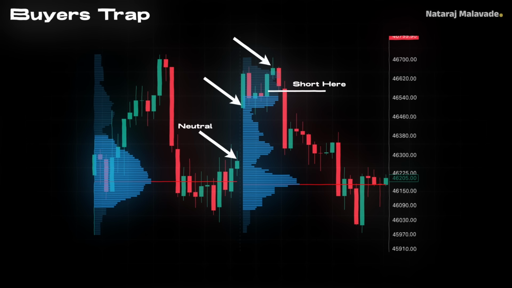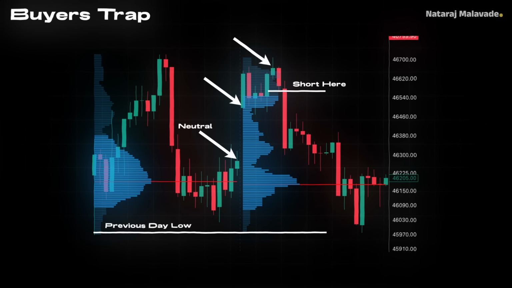Usually in this case, we try to target the previous day's low. But if you are a bit aggressive and want to exit the trade early, you could also consider the target as the previous day's point of control. Usually the market retraces back to that particular level in most cases.